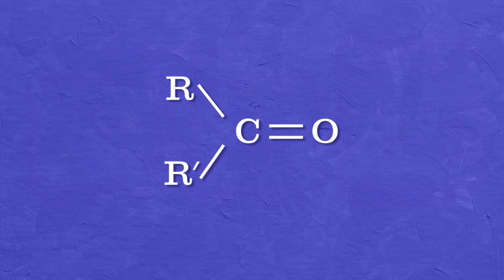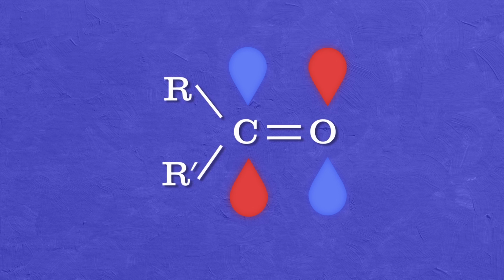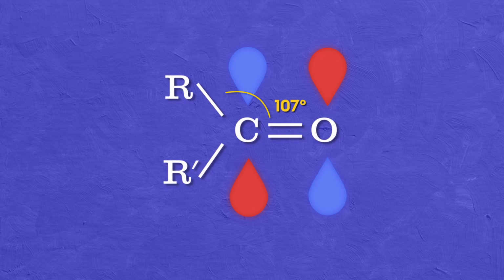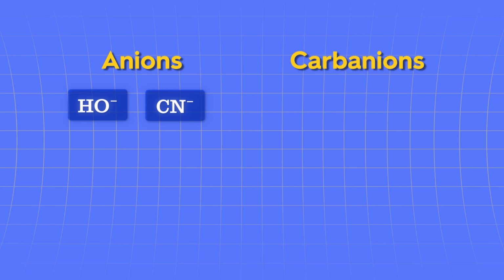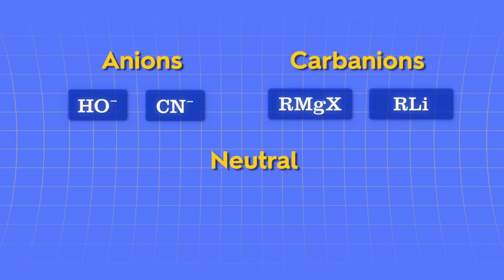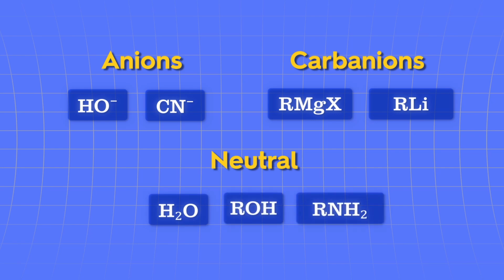Think orbitals. The carbonyl's pi orbital is low enough to accept electrons. Approach along approximately 107 degrees lets the nucleophile overlap best with that orbital and minimize repulsion, guiding the reaction. Common nucleophiles include anions, like hydroxide, cyanide, and carbanions, like Grignard or organolithium, and neutral ones, such as water, alcohols, and amines, often activated by acid.